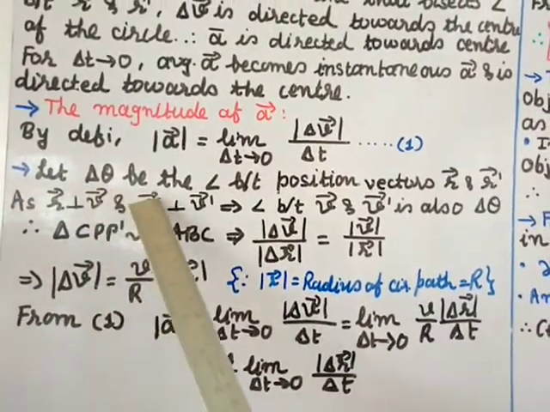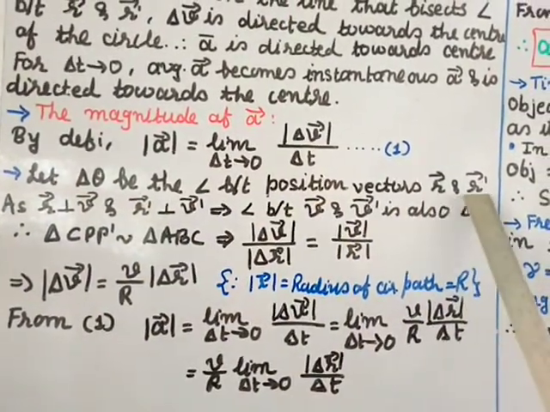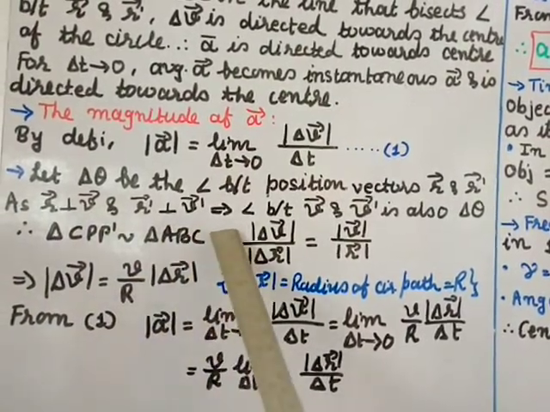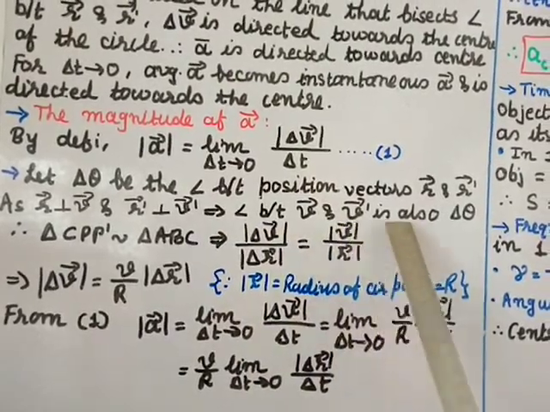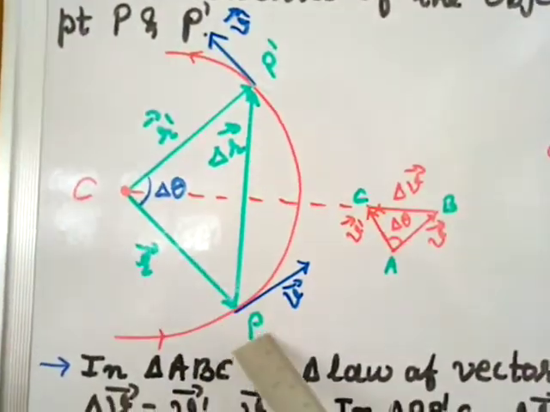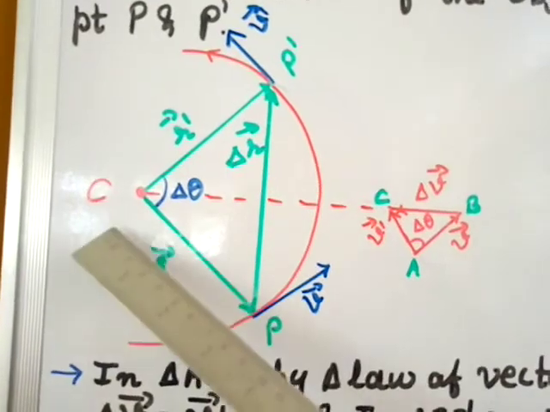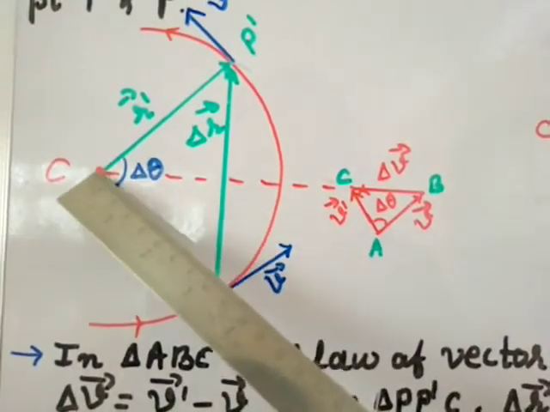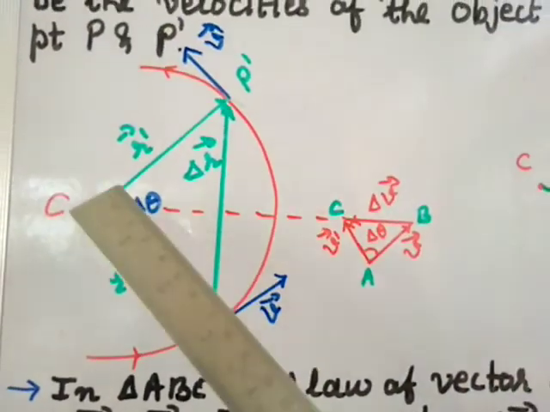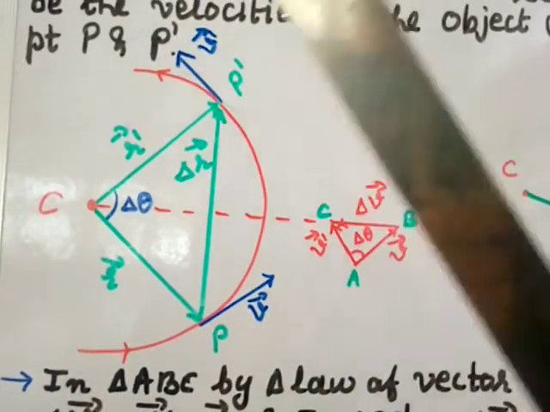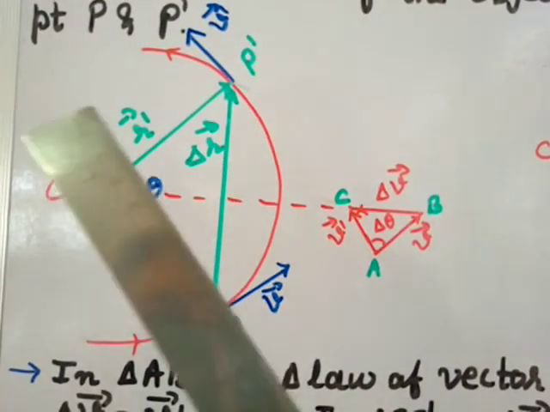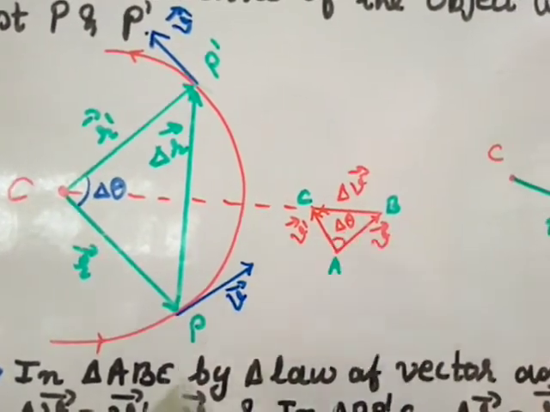Let delta theta be the angle between position vectors r and r dash. As r is perpendicular to V and r dash is perpendicular to V dash, the angle between V and V dash is also delta theta. Now we know that r is perpendicular to V and r dash perpendicular to V dash. That means the angle between V and V dash will be the same as the angle between r and r dash. So the angle between r and r dash I am assuming as delta theta.